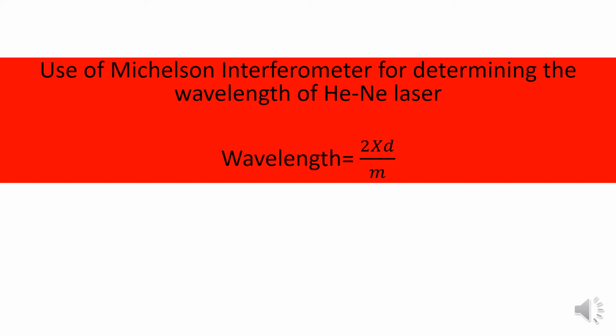Use of Michelson interferometer for determining the wavelength of HeNe laser, helium neon laser. So the formula is 2 multiplied by d divided by m. d is basically the distance moved while we are shifting the fringes. The number of fringes is m, and we are taking 20 here. Any number you can take, it depends upon you.